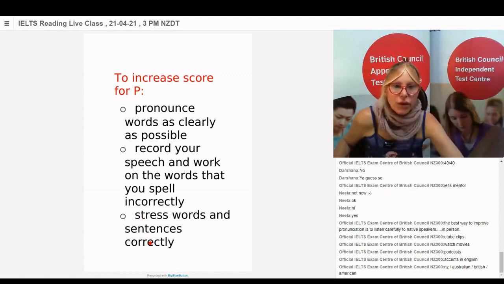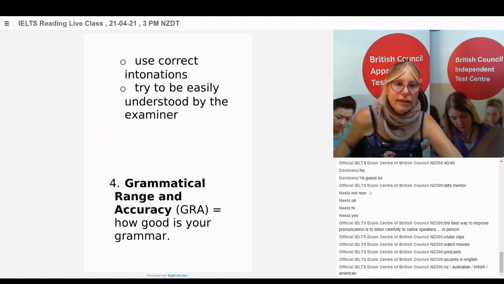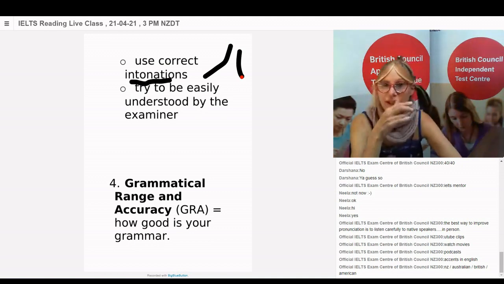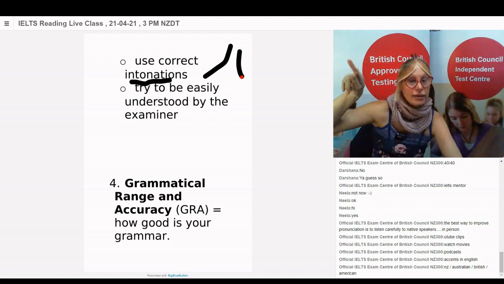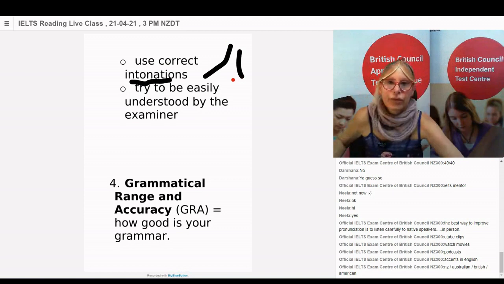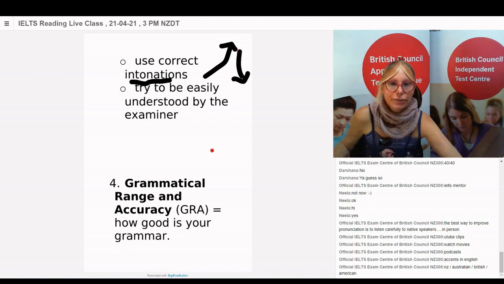The next one is stress words and sentences correctly. So stressing words means giving the right importance or emphasis to the word in the sentence. Use correct intonation. So this is when your voice goes up at the end or down at the end. A couple of weeks ago, we looked at how when you ask a question, your voice goes up at the end. And when you have finished saying what you want to say, your voice goes down. So that's called a high pitch, and that's called a low pitch.